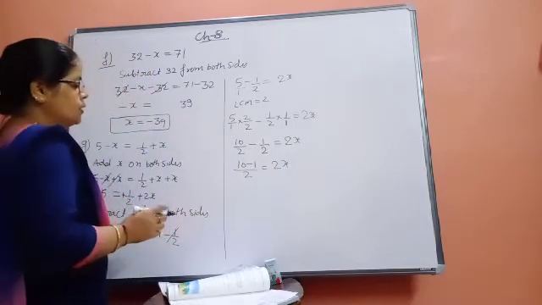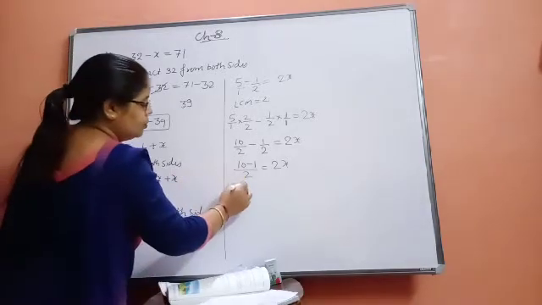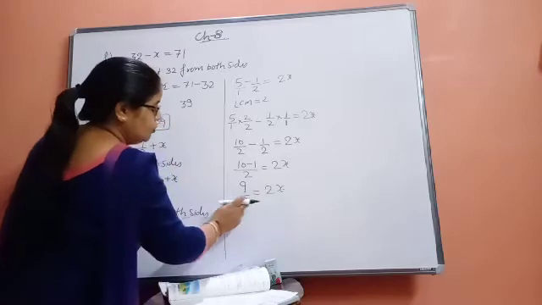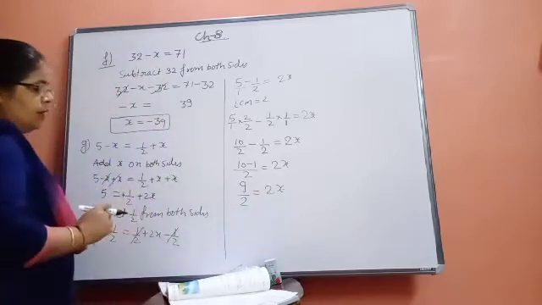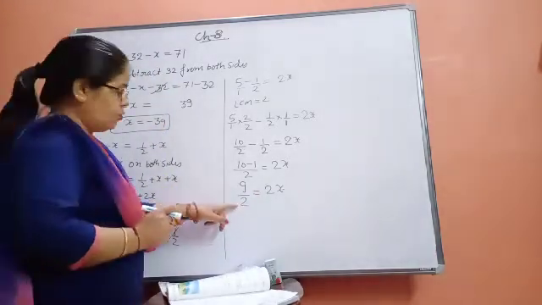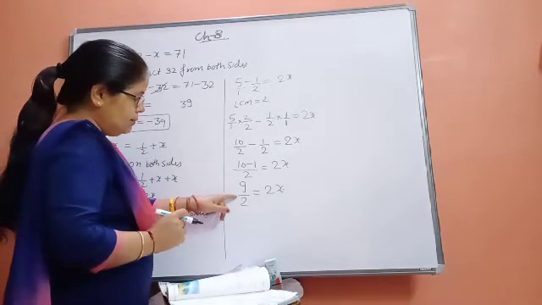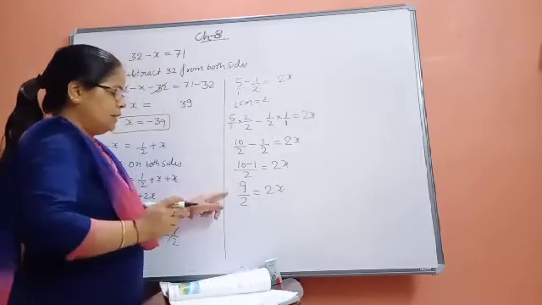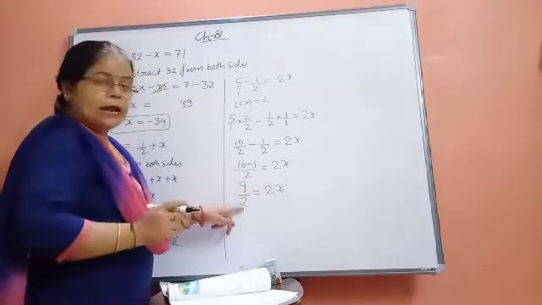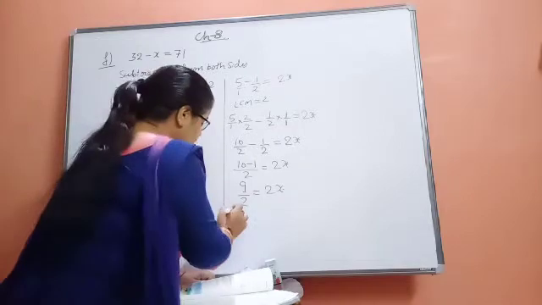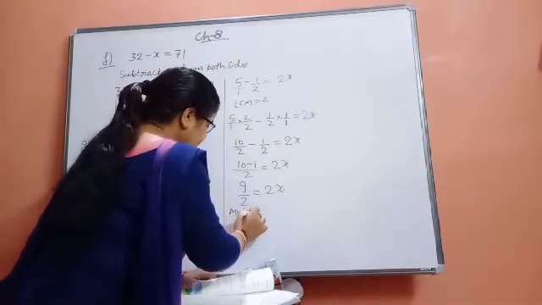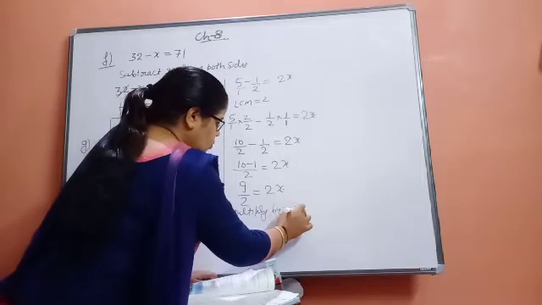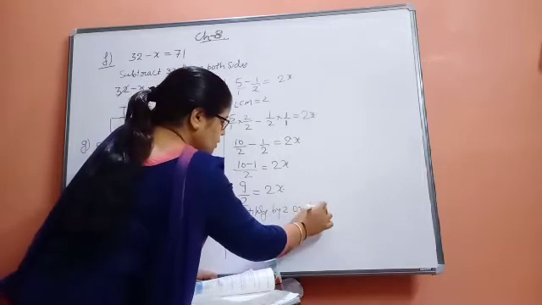So what will it become? 9 upon 2 is equal to 2x. Now we don't want this 2 here. If we multiply, then 2 will come in the numerator part, and then 2 and 2 can be cancelled. So what you will do, multiply by 2 on both sides.